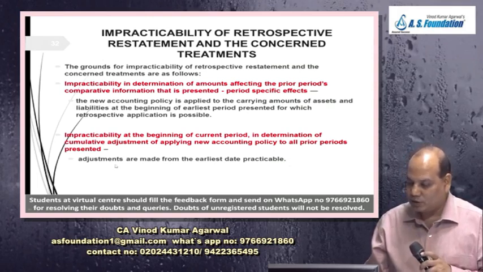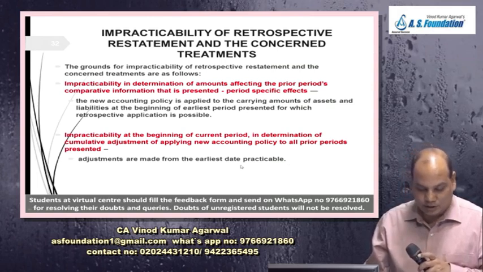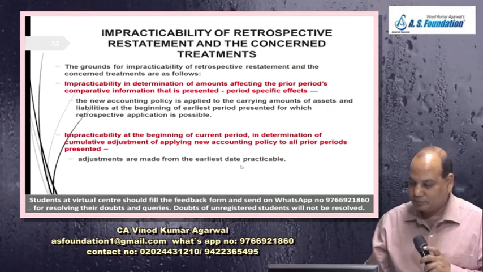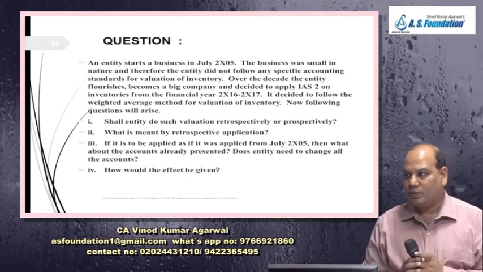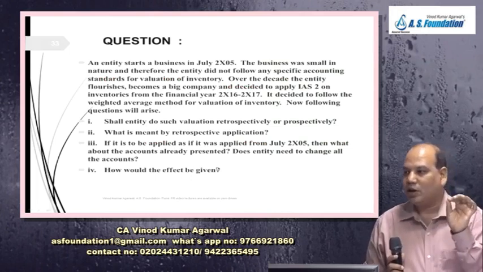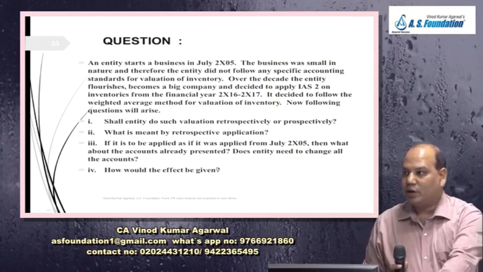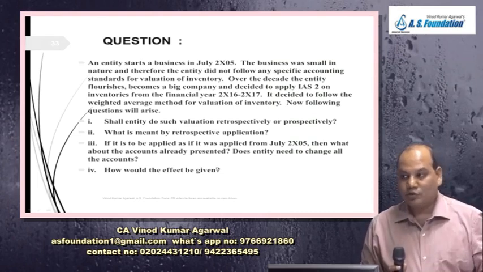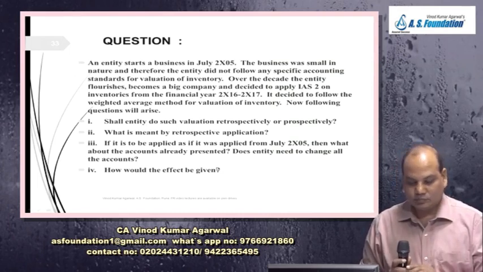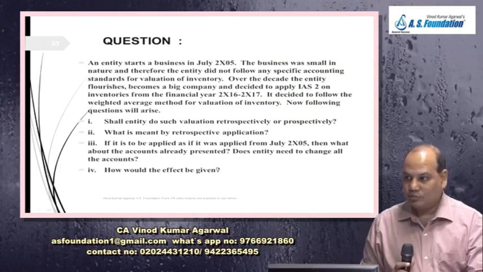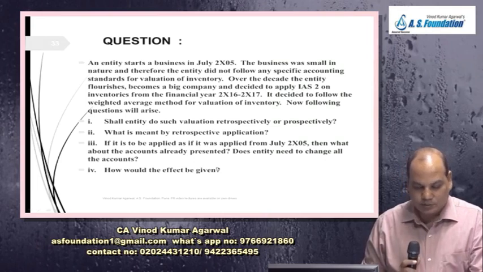If it is not possible, adjustments are made from the earliest date practicable. Right? In both cases, you can just simply say make adjustment from the earliest date practicable. Earliest date practicable. And if that is also not practicable, then prospectively. What is the last thing that you can do? Prospective application. Now we'll solve problem number 1.